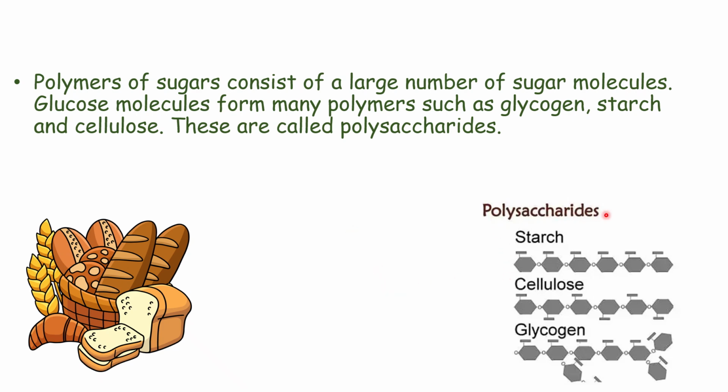So polysaccharides, we have three examples: starch, cellulose, and glycogen. Two of them are made by plants and one is made by animals.